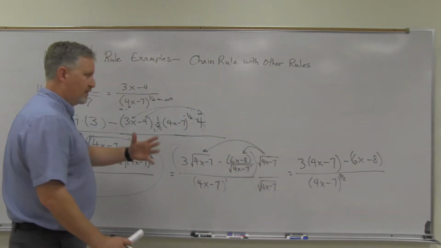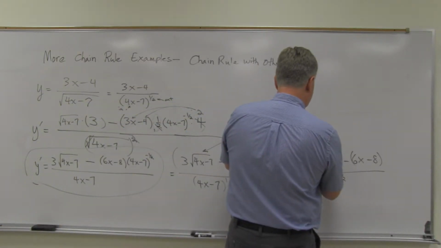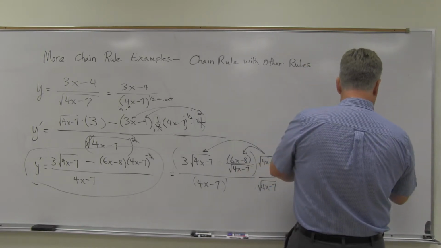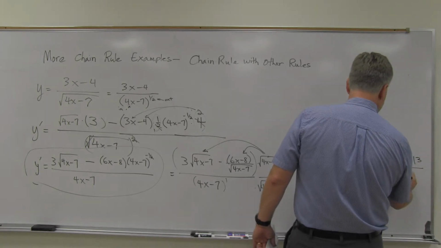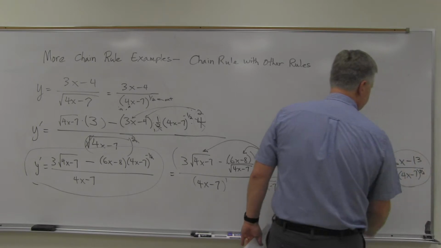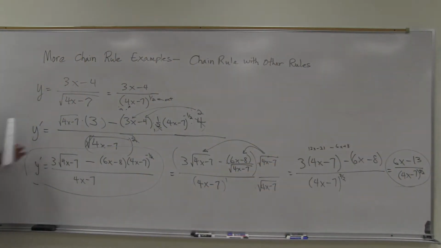But if you don't do all that, what do you get? That's 12x minus 21 minus 6x plus 8, so you get 6x minus 13 over... it looks a whole lot nicer, but if you don't get through all that, that'll be all right. Just wanted to show you. All right, let's do a couple more though. Any questions about that? Probably are.